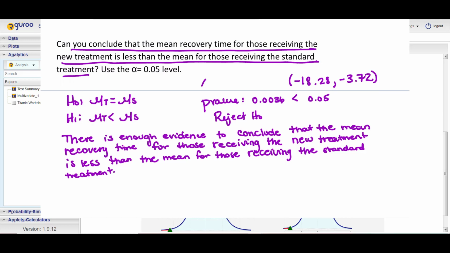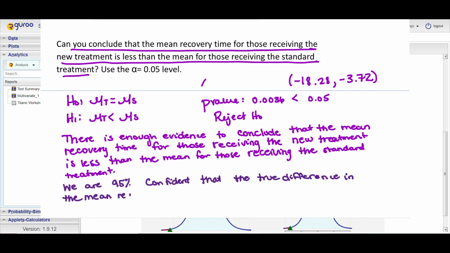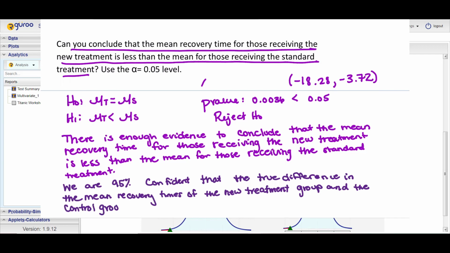All right, so confidence interval. We are 95% confident that the true difference in the mean recovery times of the new treatment group and the control group or standard is between negative 18.28 and negative 3.72.